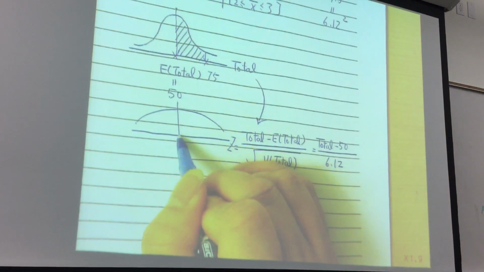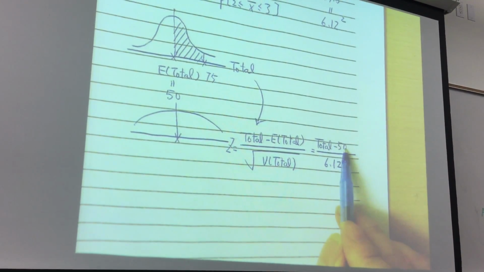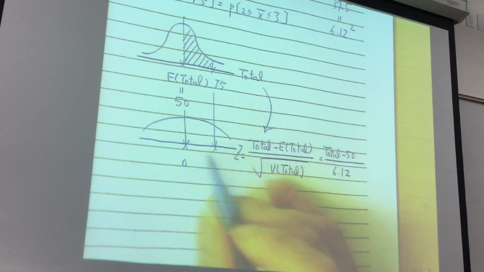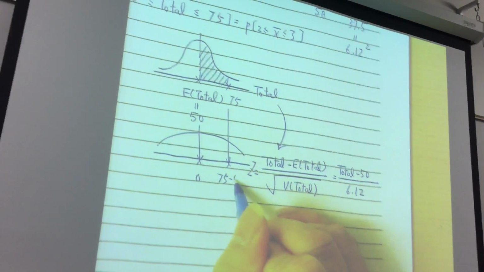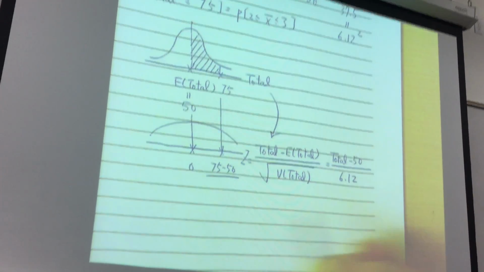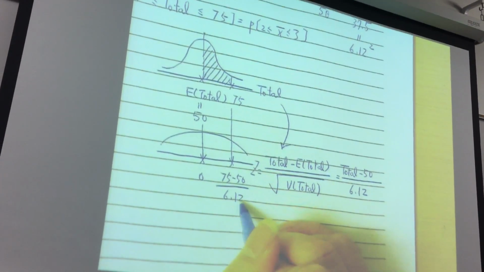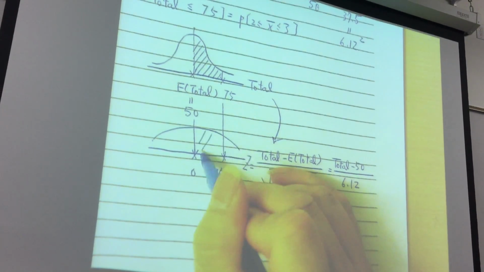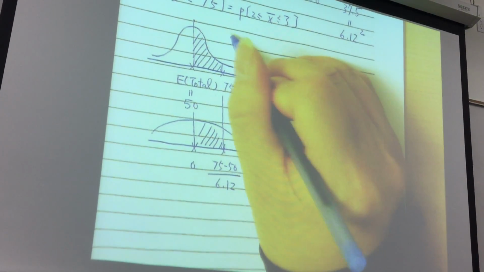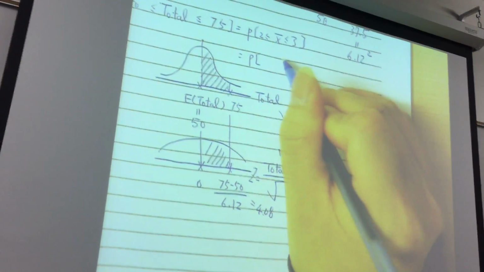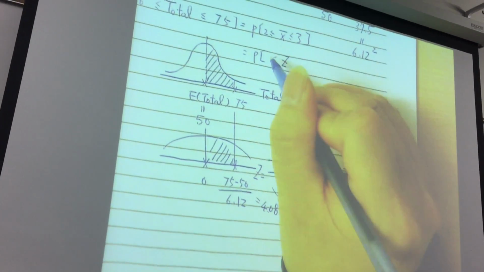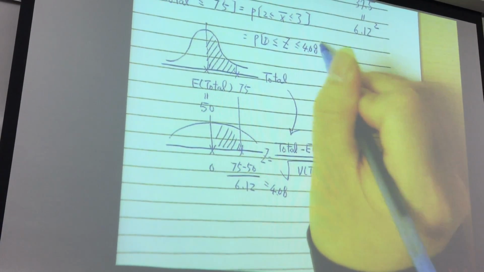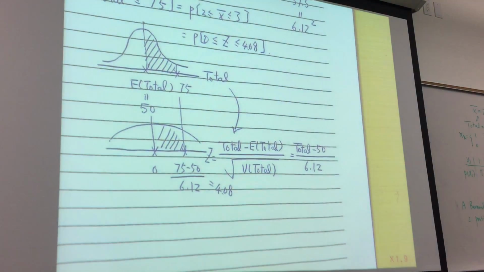So 50 minus 50 gives me 0 here. And 75 minus 50, divided by 6.12. This number is 4.08. So we look for the shaded area. The size of the shaded area is the probability that the z-score is between 0 and 4.08. Okay? Between 0 and 4.08.